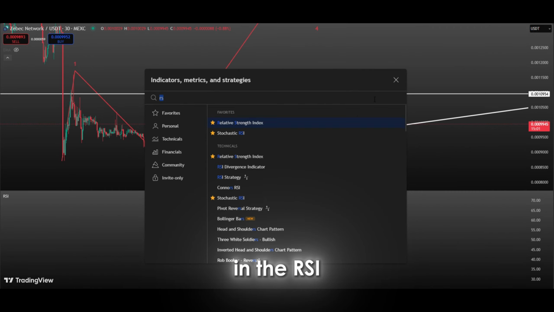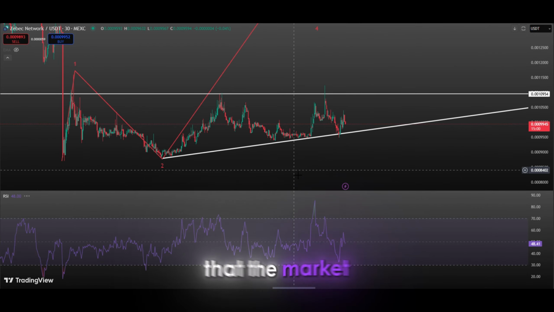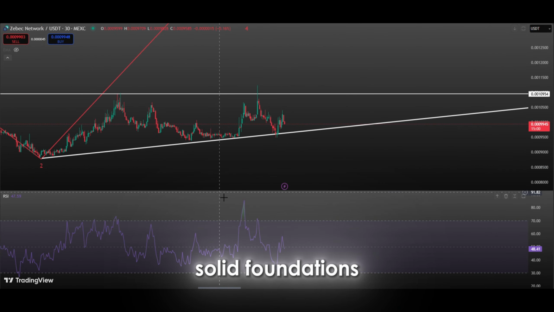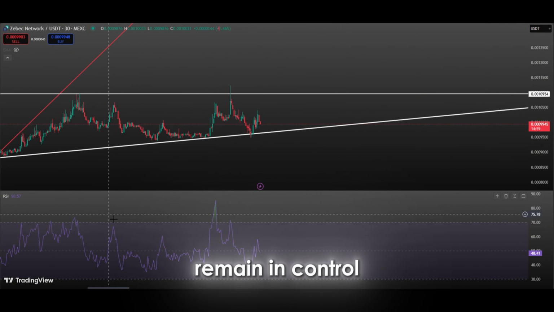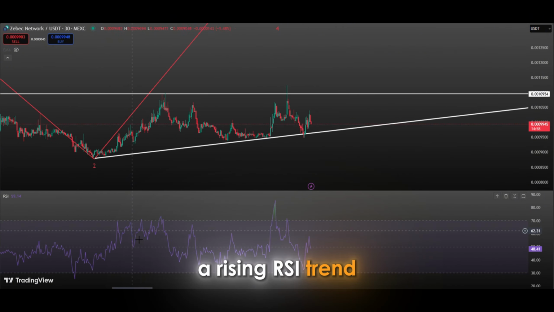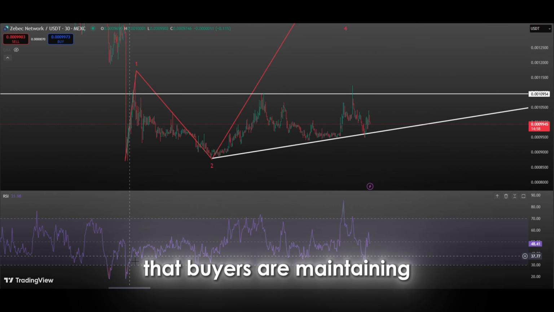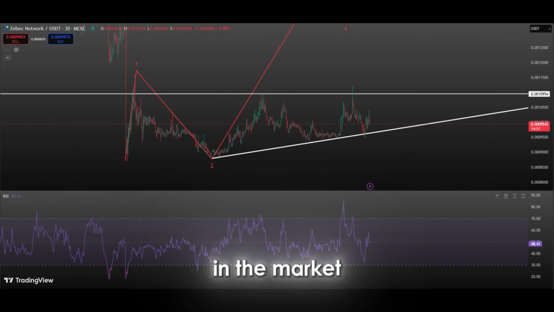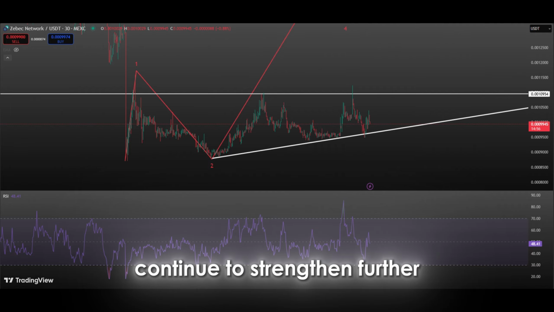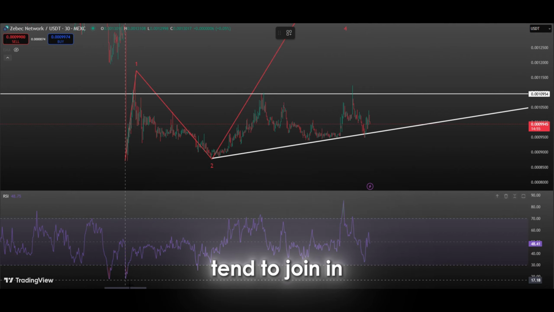A rising trend in the RSI indicator actually indicates that the market is built on solid foundations and that buyers remain in control. A rising RSI trend not only indicates that the price is moving strongly upwards, but also that buyers are maintaining the dominant power in the market, meaning that selling pressure is almost non-existent. This signals that the market will continue to strengthen further and more traders tend to join in.